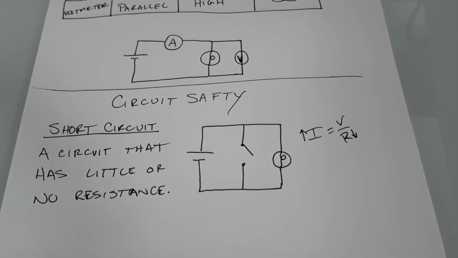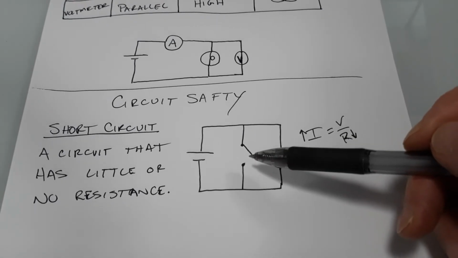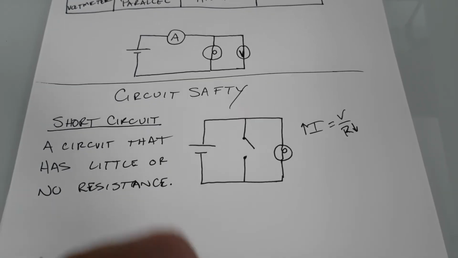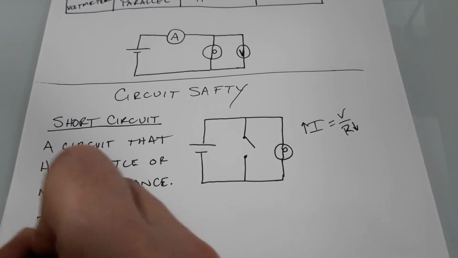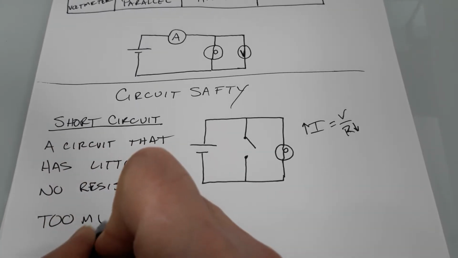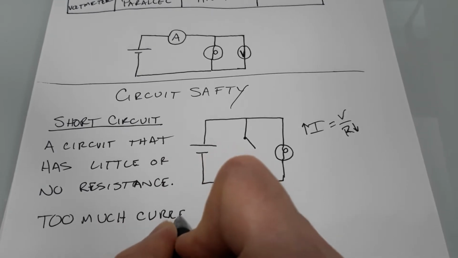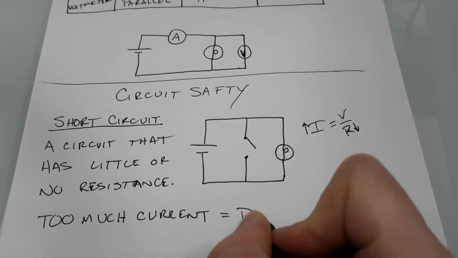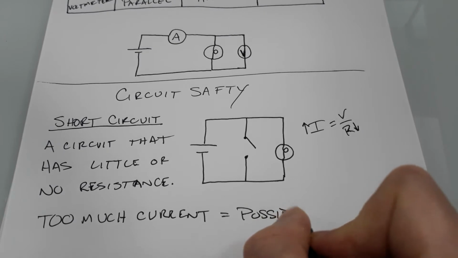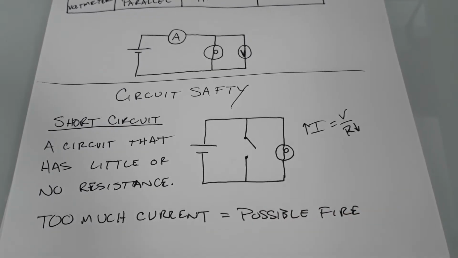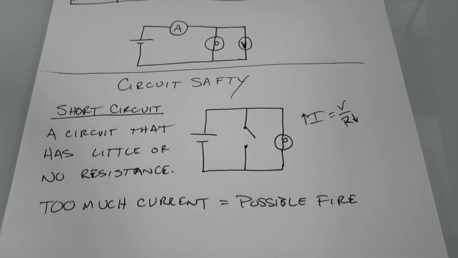So people very early on realized, well, we have to do something, not just for short circuits, but in general, to make sure that people don't plug too many things in to the point where they start to draw too much current. So let's just add this before we talk about the 3 safety devices. Too much current equals possible fire. So this is what we want to eliminate.